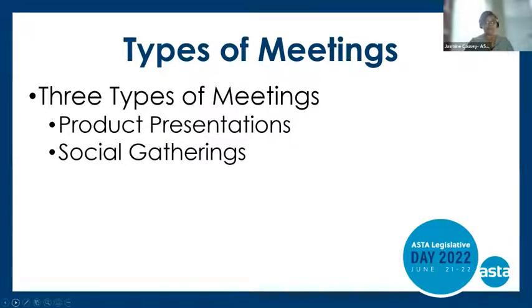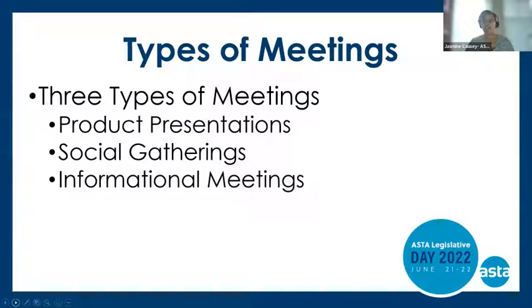Another type of meeting you may be familiar with is social gatherings. If your chapter is meeting at a coffee shop, or you're doing a virtual happy hour or something similar to that, that is going to be your social gathering type meeting.